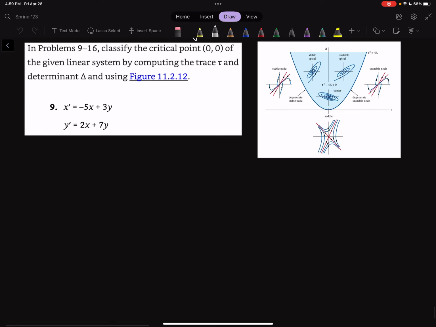Classify the critical point (0, 0) of the given linear system by computing the trace, tau, and the determinant, delta, and using figure 11.2.12, which is this one over here, which you'll see in a second.